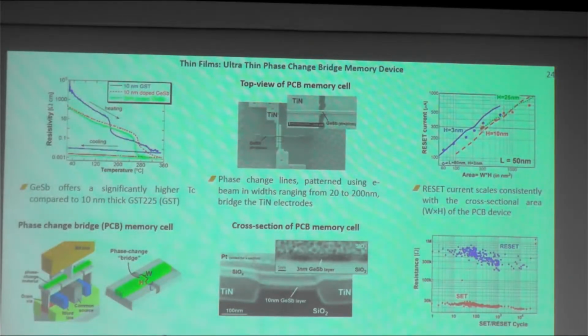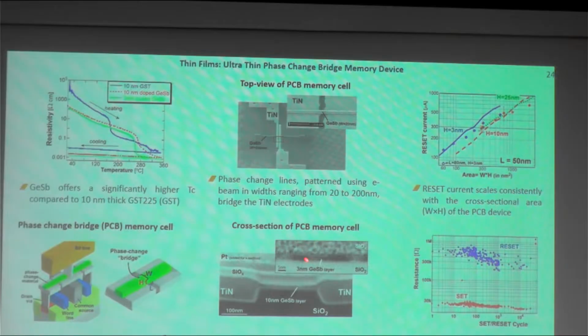So also some switching characteristics of such ultra thin films. The thin films also show change in the resistance, as we discussed before. So here we see the resistivity and temperature for germanium antimony, and we see that it's lower than for thicker thin film, but in the same range as for the doped germanium antimony.